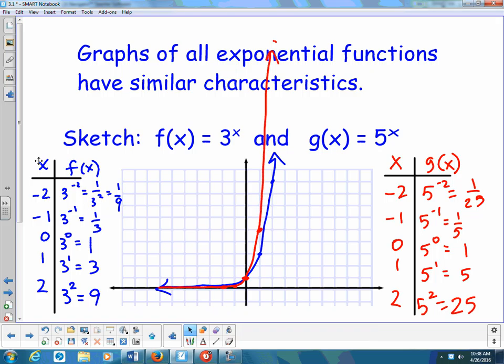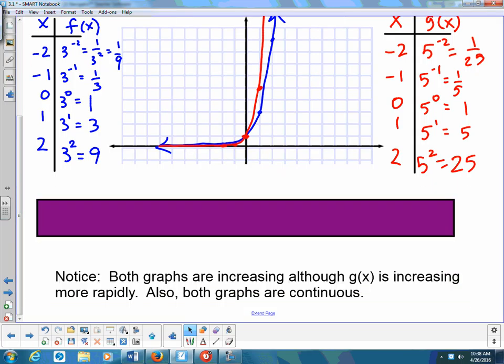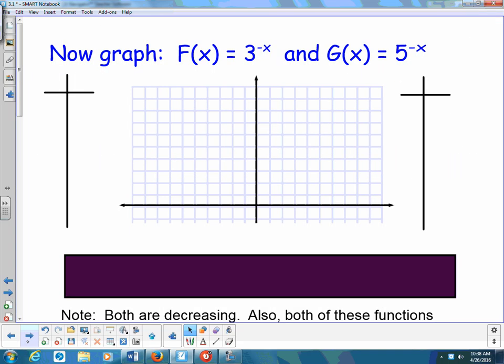All right. So what do they have in common? What can we say about these two graphs? They're both increasing, although g of x is increasing more rapidly, and both graphs are continuous. All right. What if we were going to graph 3 to the negative x or 5 to the negative x?